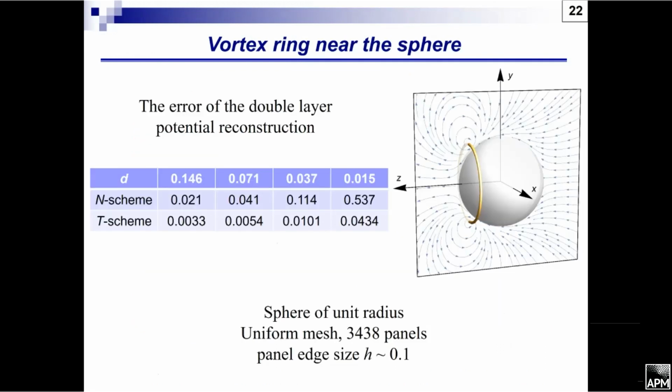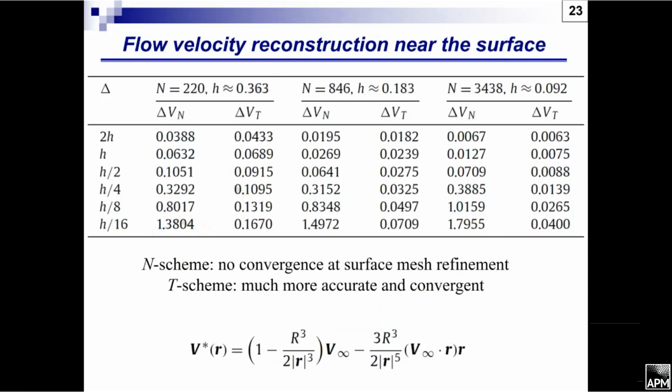Again, some results of verification of our model on the problem with known exact solution: the vortex ring and the sphere. It's interesting to note that if we try to reconstruct the velocity field very close to the body surface, in our T scheme we can see convergence of the result when we refine the surface mesh. But if we use the traditional scheme, there is no convergence, and sometimes the error even becomes higher.